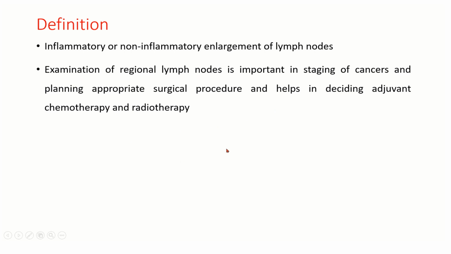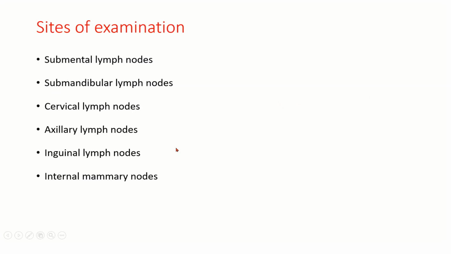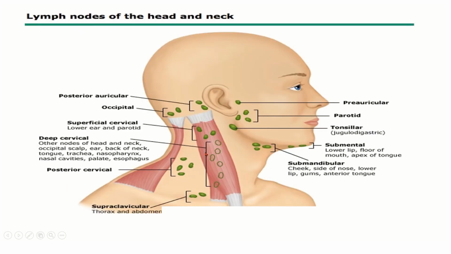Why is examination of regional lymph nodes important? Because it plays a crucial role in staging of cancers, planning appropriate surgical resection, and helps in designing adjuvant chemotherapy and radiotherapy. A few sites of examination commonly are submental, submandibular, cervical, axillary, inguinal lymph nodes, and internal mammary nodes.